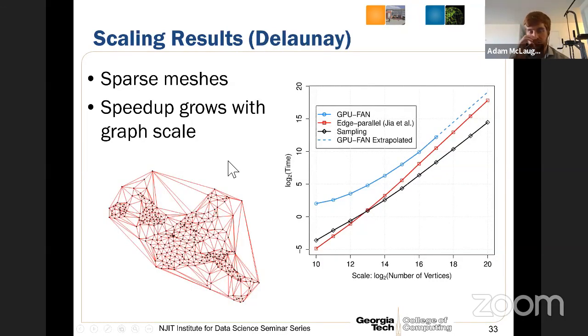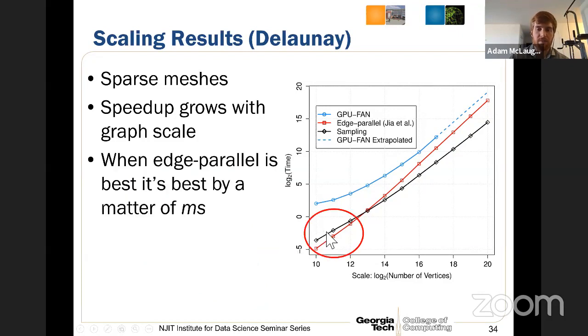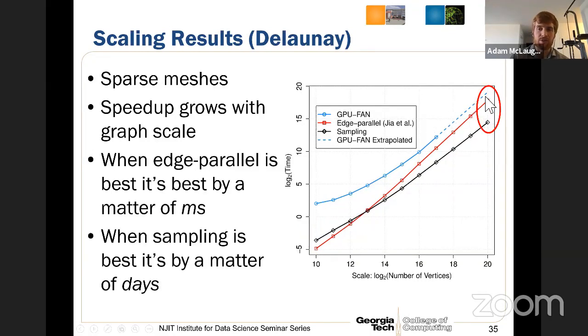Delaunay mesh is a different type of graph. It's very well structured, kind of a high diameter graph. So here the distinction isn't as large, but we see again that the GPU fan approach doesn't scale past around 2 to the 17 vertices. In this case, the edge parallel approach from GPU Gems did work, at least past that. Down here, because we're using the sampling approach, we actually lose a couple of milliseconds, and we're behind the red line; our approach is the sampling approach in the black line. But when it really matters and we're dealing with graphs with millions of vertices, we're faster by a matter of days. So that's pretty important.